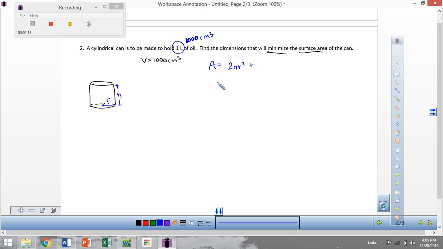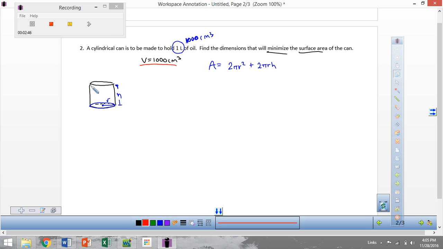And then I also need the area all the way around the side. And the area around the side would be, essentially, you could look at this one of 2 ways. I've got the circumference of the base h number of times, right? So plus 2 pi r, that's the circumference of the base, times h. So this is what I want to minimize. I want to find the dimensions that will minimize this formula. And my constraint is that my volume needs to be 1,000 cubic centimeters. Okay.